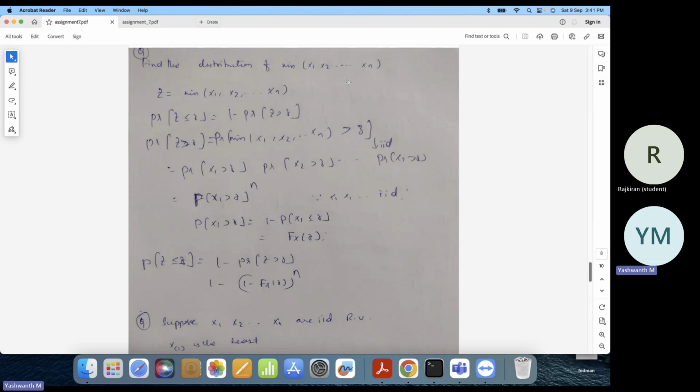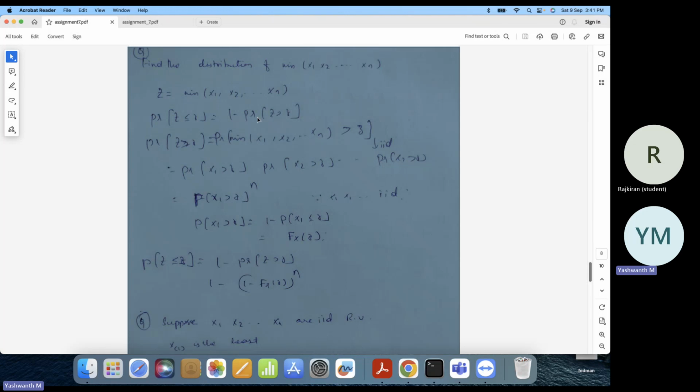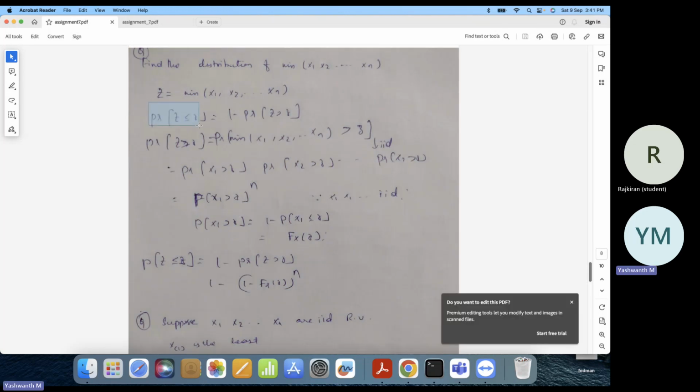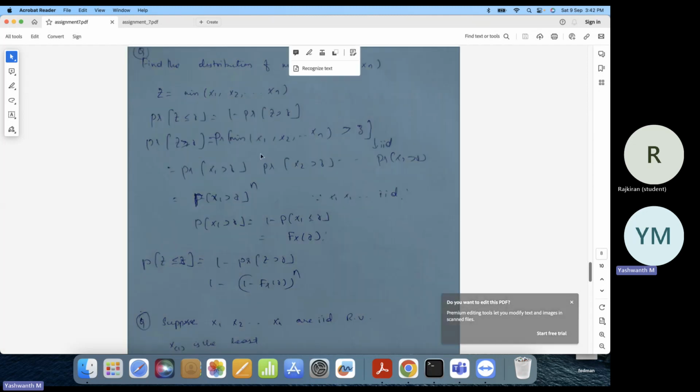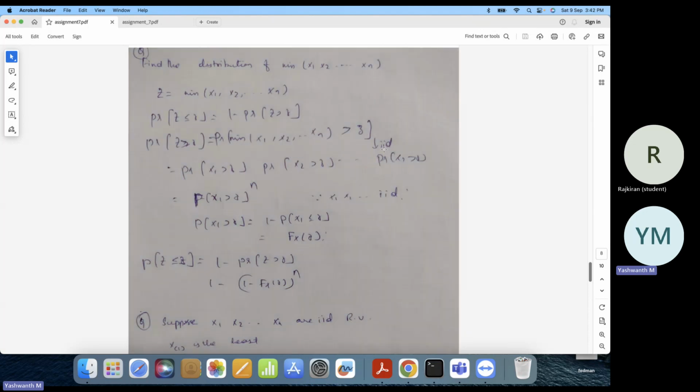So what happens if the minimum is more than something? If the minimum itself is more than something, everything else has to be more than that. You cannot directly use this, so you use 1 minus probability Z greater than z. And probability Z greater than z is nothing but the minimum being greater than z, which factorizes into each of the individual random variables. So this is equal to probability X1 greater than z, whole power n.